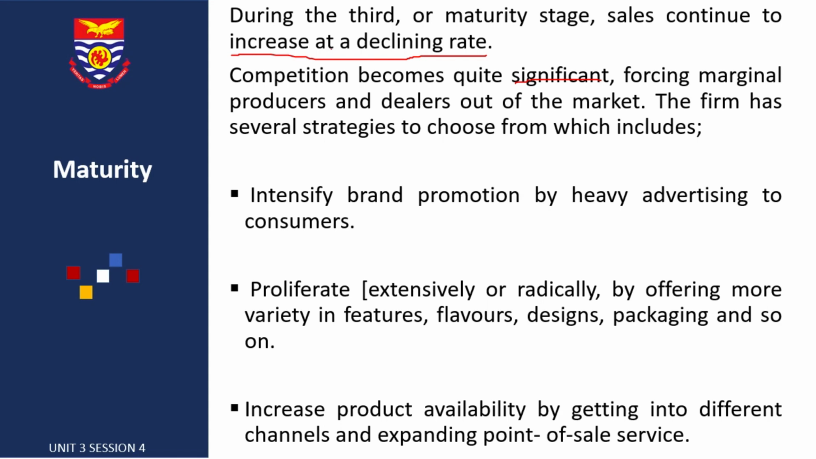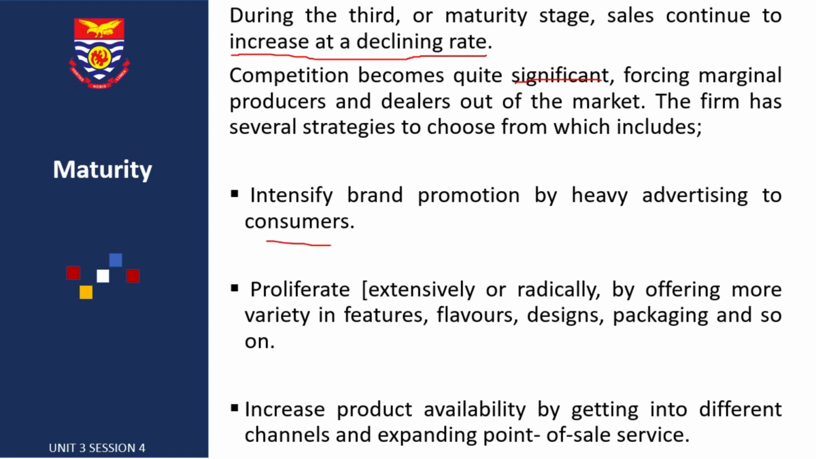Because competitors set in during the maturity stage, marginal producers and dealers begin to get out of the market. The firm has several strategies to choose from at the maturity stage. The firm may make a decision by choosing out of these strategies. 1. Intensifying brand promotion by heavily advertising the product to consumers.